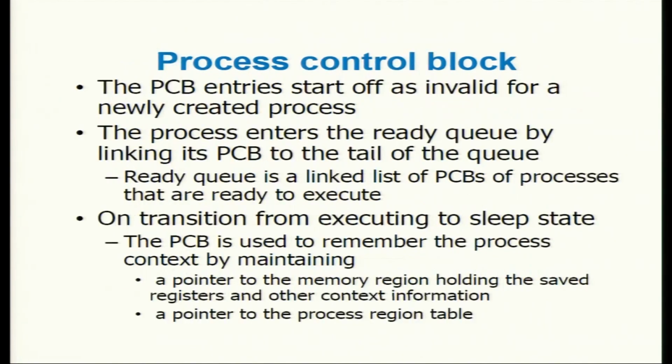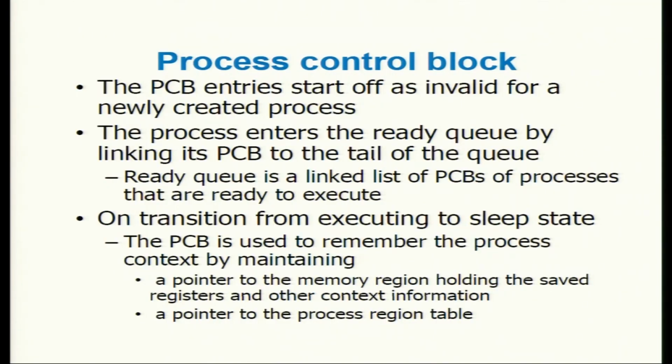Right? So the process control block entries start off as invalid for a newly created process. The process enters the ready queue by linking its process control block to the tail of the queue. And the ready queue is a linked list of PCBs or processes that are ready to execute. So that's the name of the queue, where you keep all the processes ready to execute.